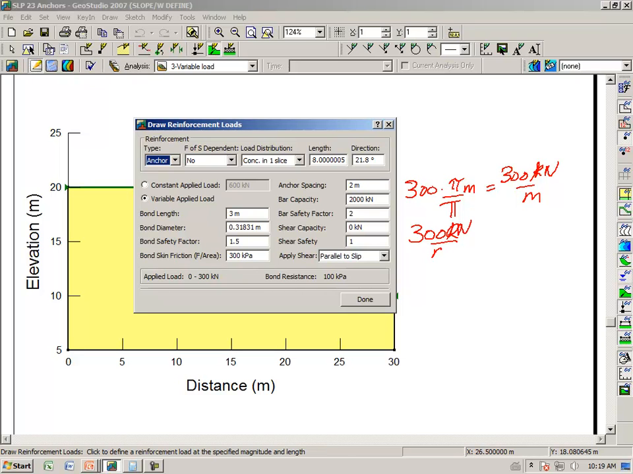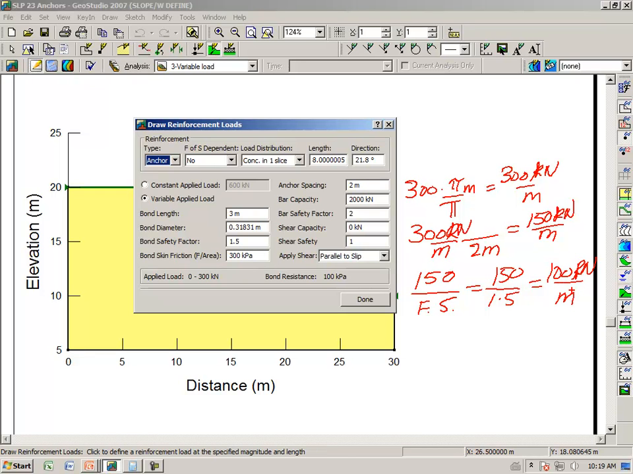We have to take the 300 kilonewtons per meter and divide it by the spacing of 2 meters, gives us 150 kilonewtons per meter into the paper per meter of bond. Then we have to take the 150 kilonewtons and divide it by a factor of safety, 150 divided by 1.5, gives us 100 kilonewtons per meter of bond per meter into the paper.